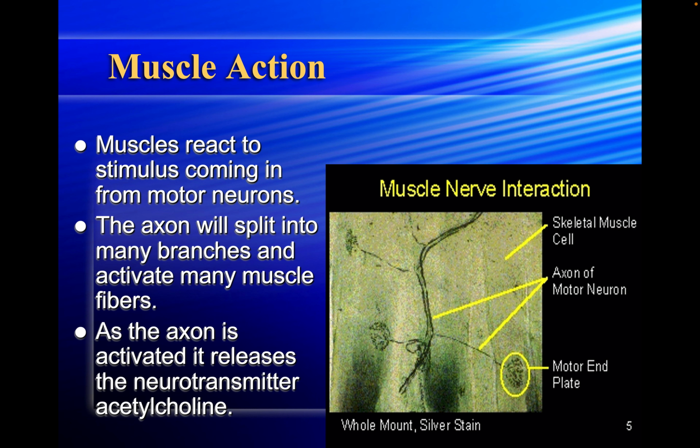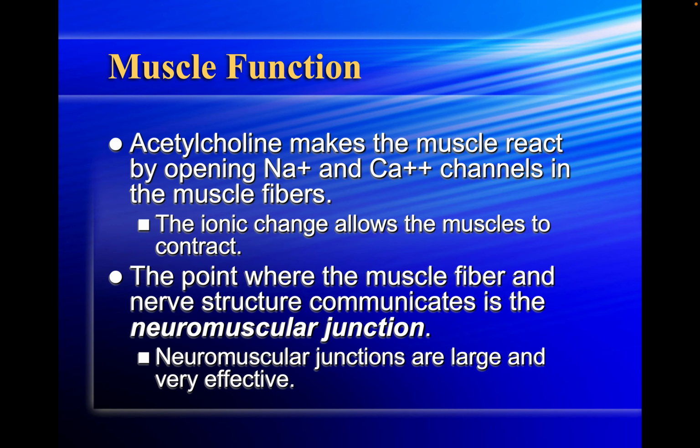Muscles react to stimulus coming in from motor neurons. The axon will split into many branches and activate many muscle fibers. As the axon is activated, it releases the neurotransmitter acetylcholine. So acetylcholine is important to movement, and acetylcholine is important to memory. Acetylcholine makes the muscles react by opening sodium channels and calcium channels in the muscle fibers. The ionic change allows the muscles to contract.